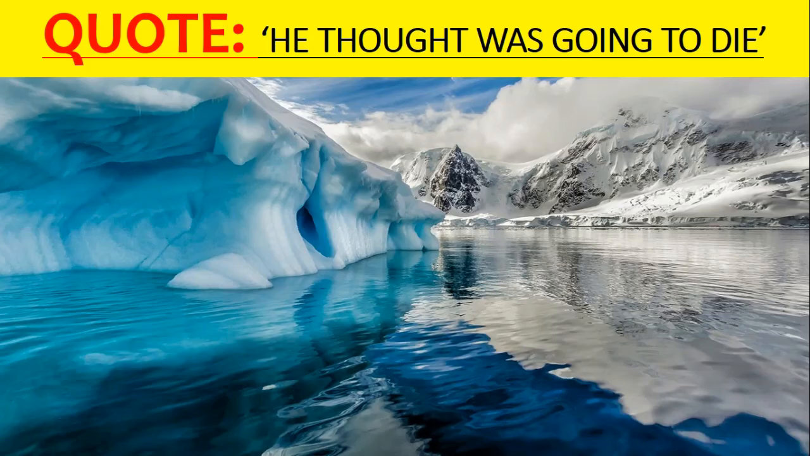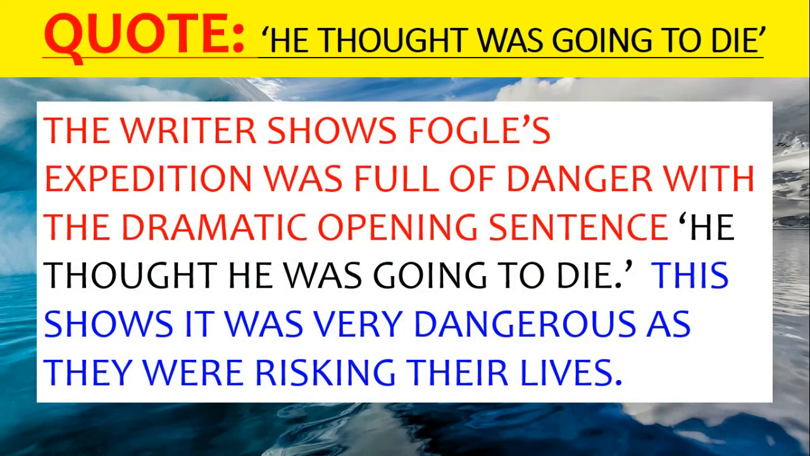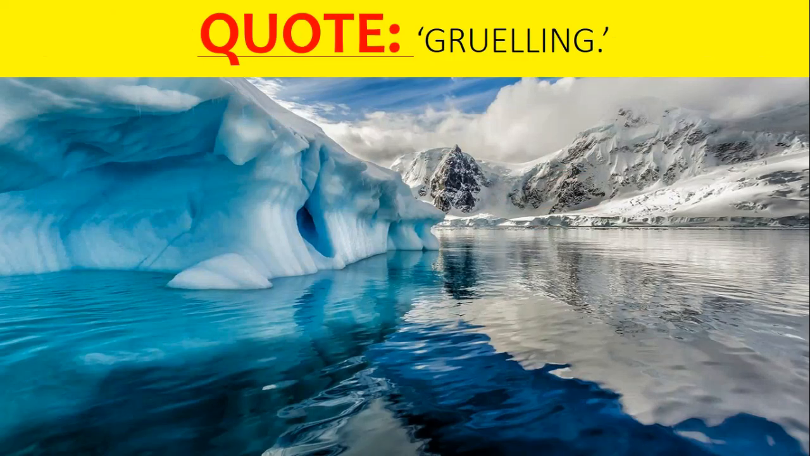So the quote is, he thought he was going to die. Okay, the writer shows Fogle's expedition was full of danger with the dramatic opening sentence, he thought he was going to die. This shows it was very dangerous as they were risking their lives. So my red is my point and my technique, my black is my quote, and my blue is my explanation. So all I've said here, that the fact he says he was going to die, that makes it sound dangerous, as we know that Ben Fogle was risking his life.